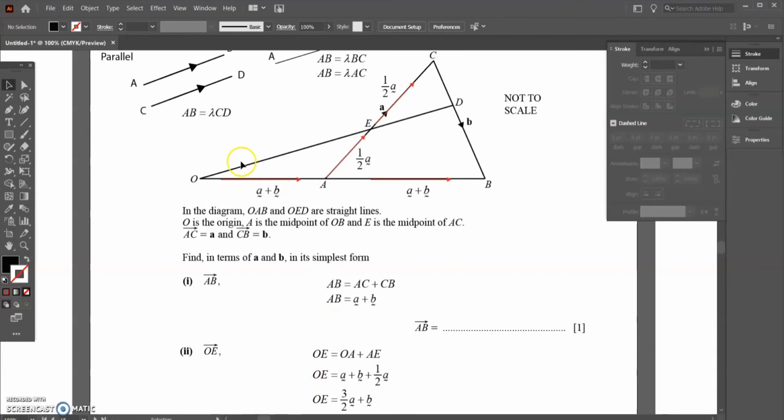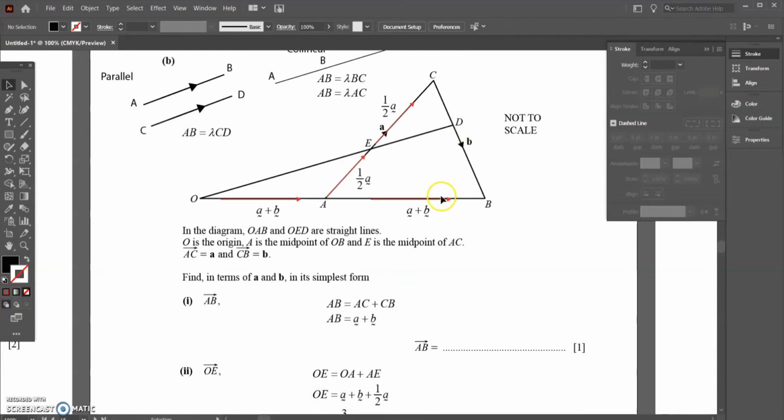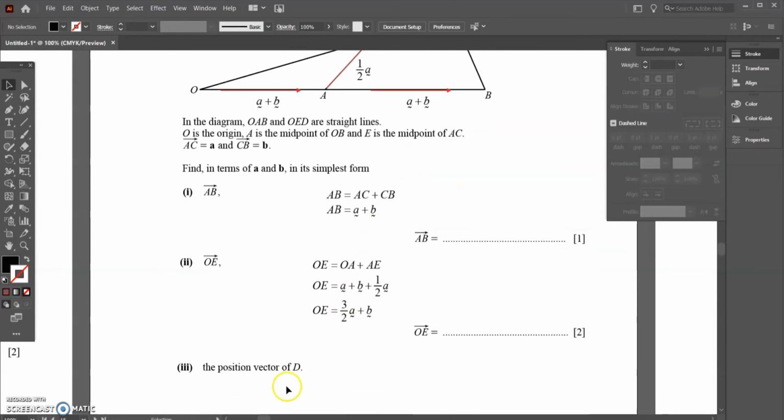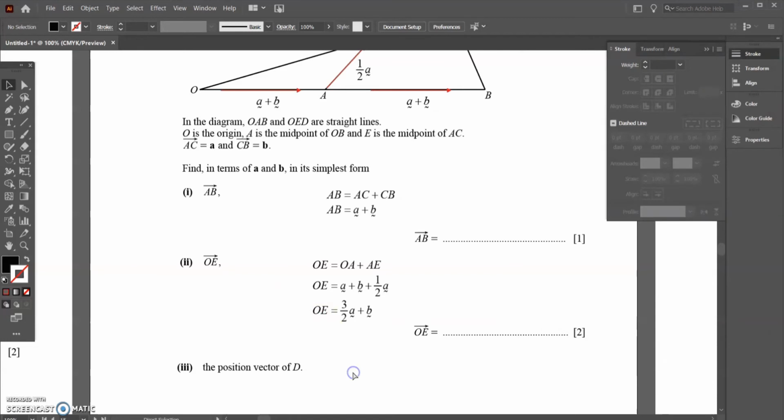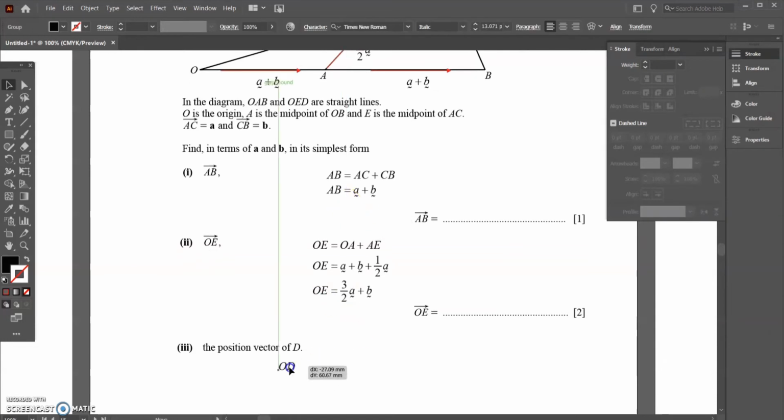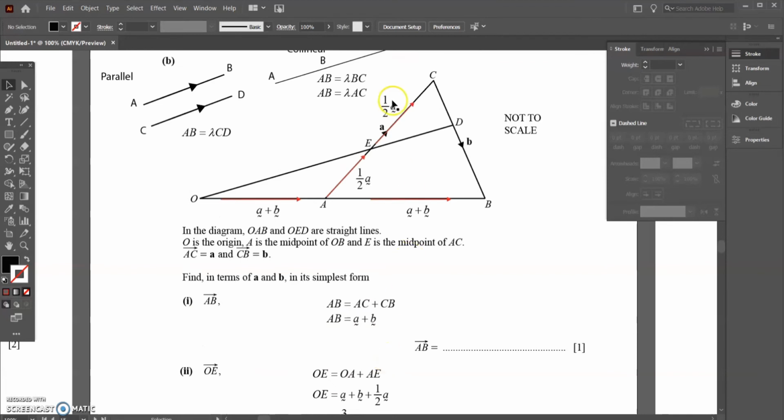So the position vector of D is basically talking about OD. Because position vector, I'm talking about O to D. That's what I want to find. So what can we do is that I know OD is equivalent to OB plus BD.